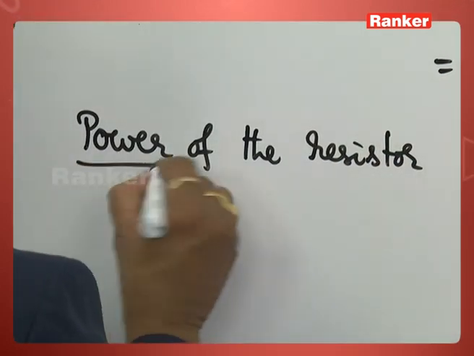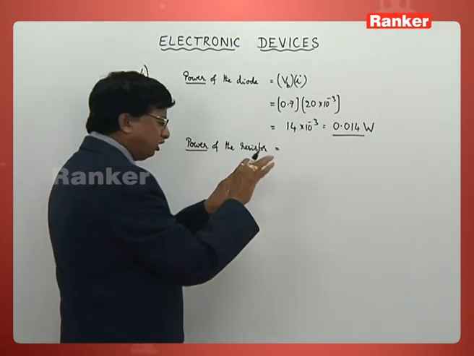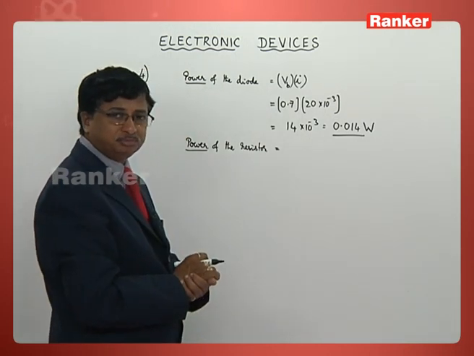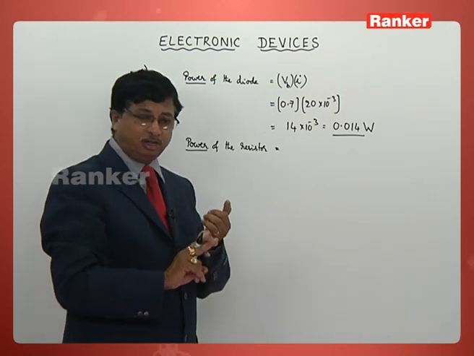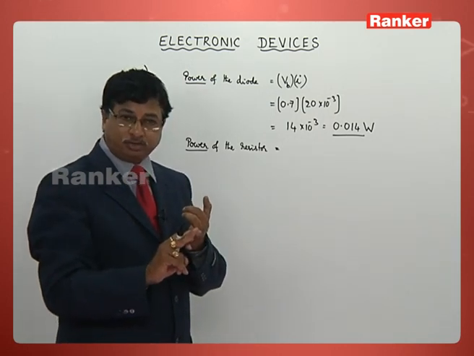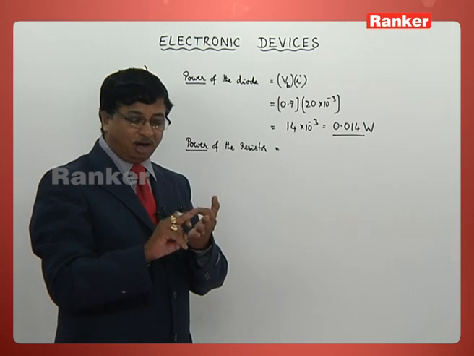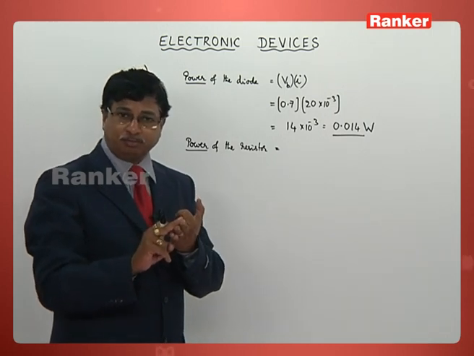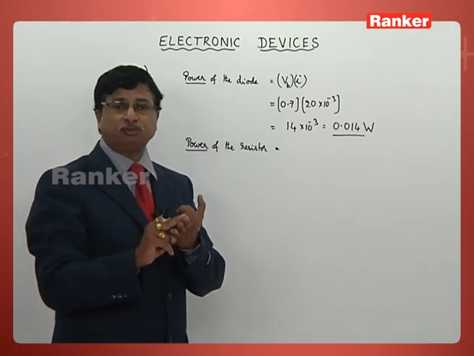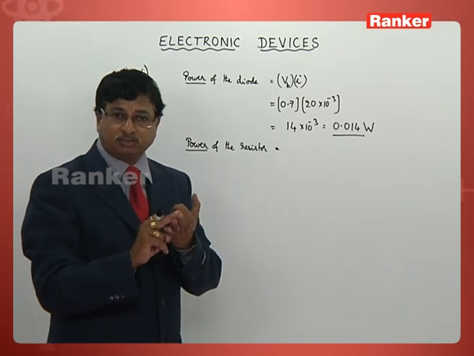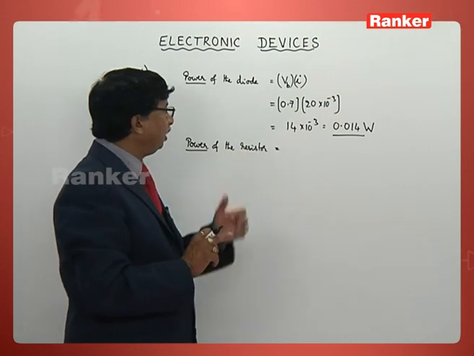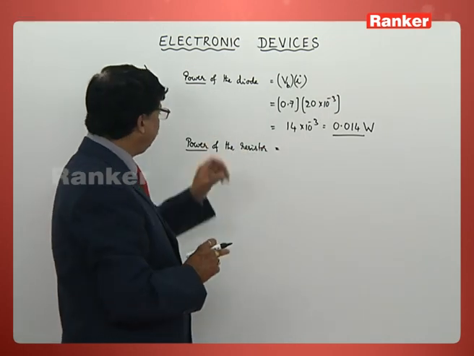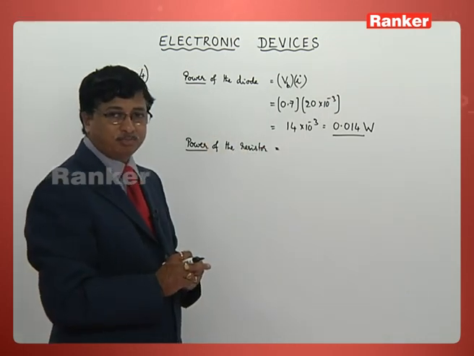Resistor, in the sense that you should understand the entire circuit, is to be taken up now. Entire circuit means what? A PN junction diode is connected in series to a resistance, and across the entire system a cell of potential difference 3 volt is connected. So you can directly understand what is going to be the power of the resistor in this case.